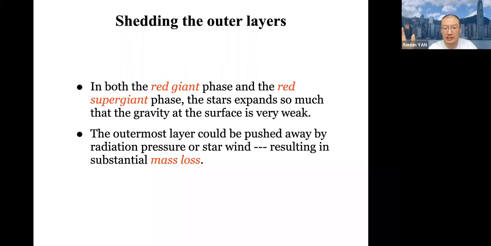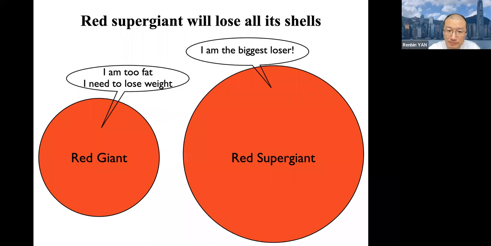It's called radiation pressure. And also there is a stellar wind that can drive away some of the outer layers, and that results in substantial mass loss. By mass loss, we just mean the star is actually losing its mass. It's losing its outer layers by pushing them away. So the outer layers are being shed by the star. So they are losing mass.